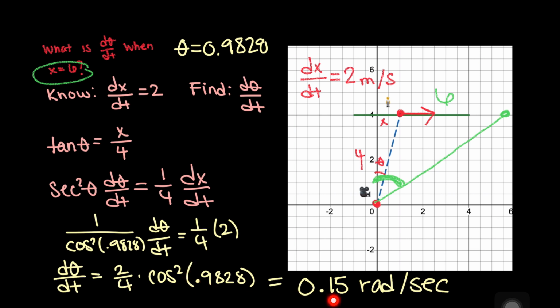I'm going to put that into my calculator, and I got approximately 0.15, and this would be radians per second. And so that is telling me how much that angle needs to increase so that it stays focused on that person that is walking at a rate of 2 meters per second.